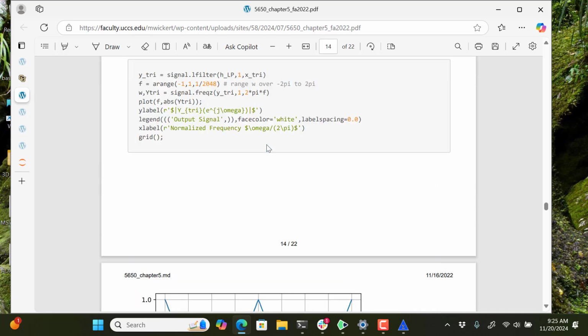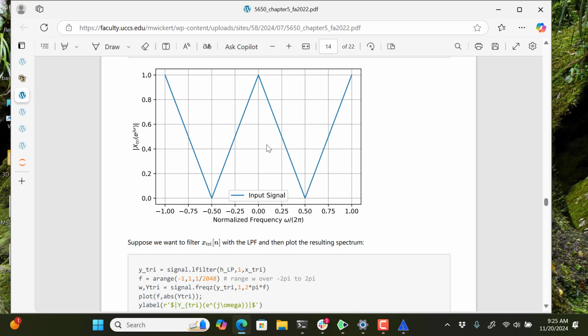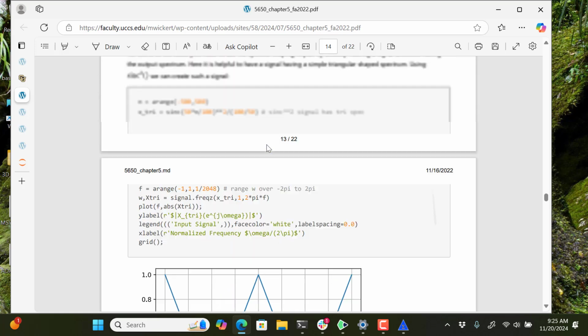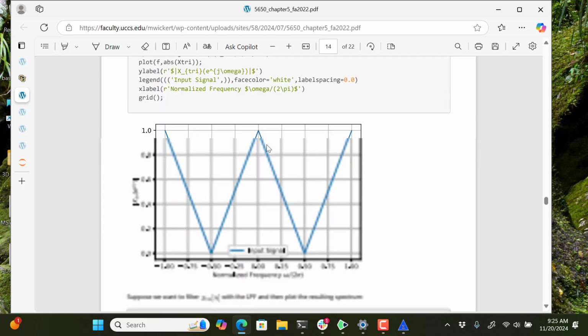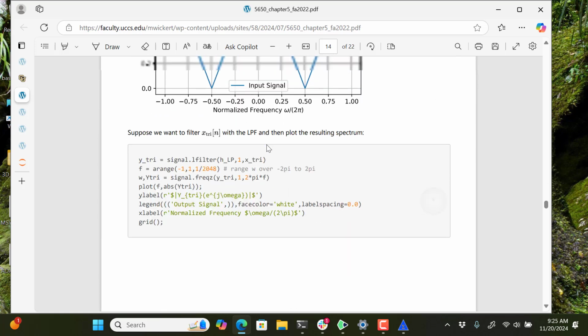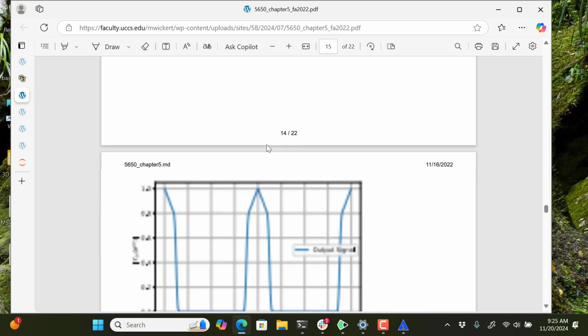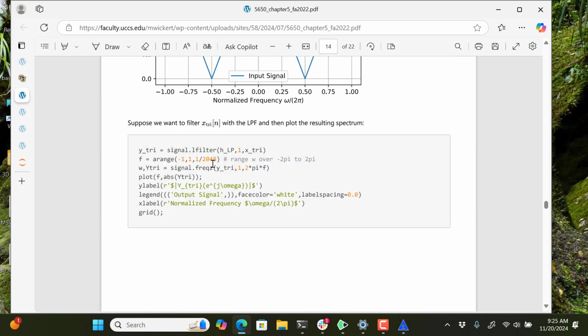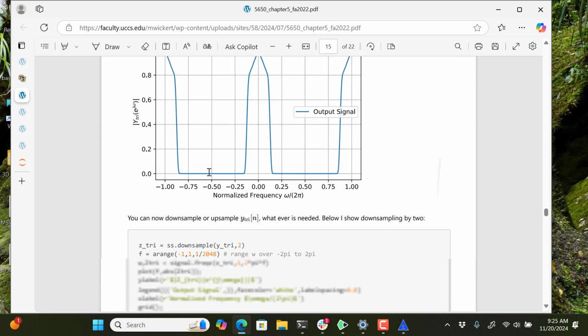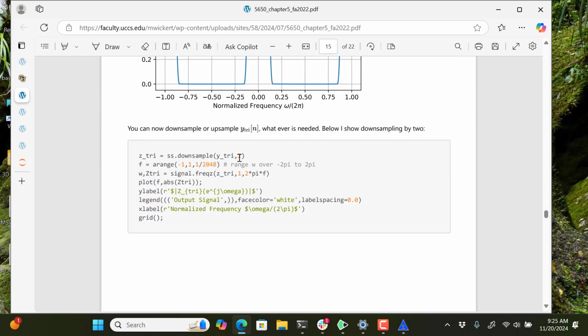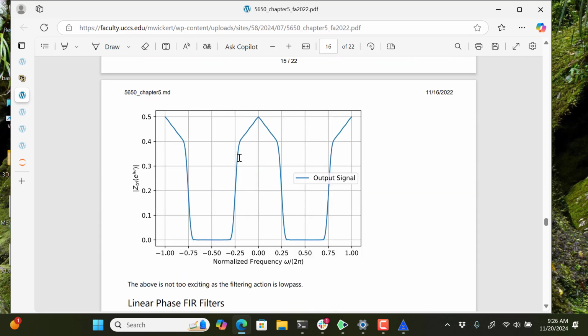Actually, I take one of the problems, I believe, right in here. There's my triangle wave spectrum. And then I look at what happens when I downsample. Yeah, that's not the one. Okay, just filtering it directly. Then here, I'm going to downsample by 2. And when you downsample by 2, you can see that the bandwidth doubles when you downsample. And I think that's one of the problems.